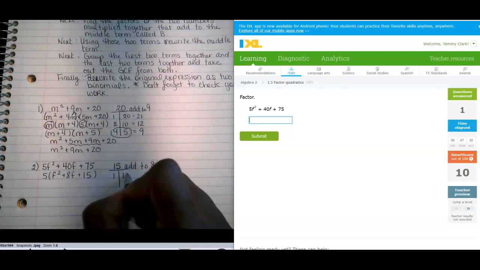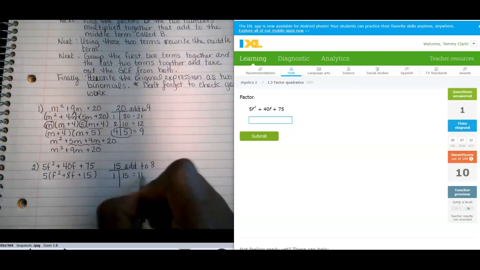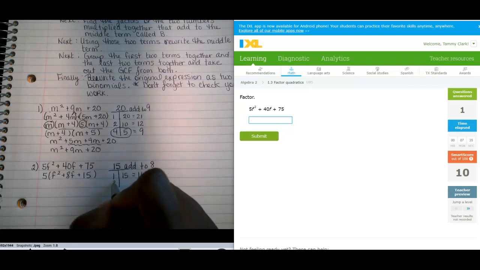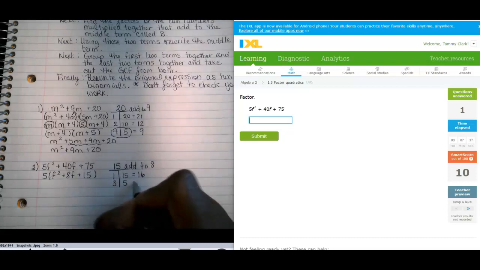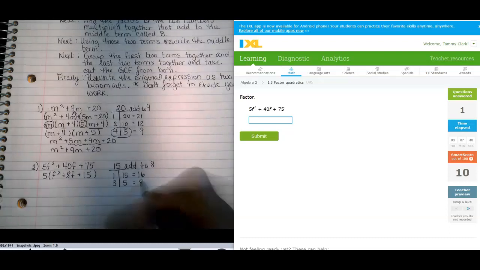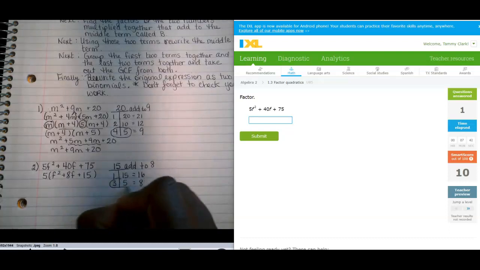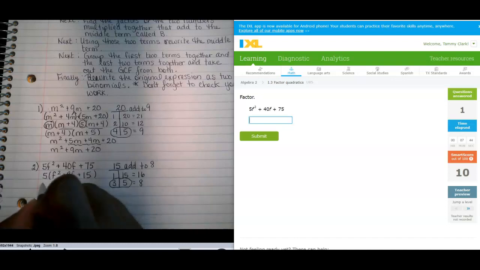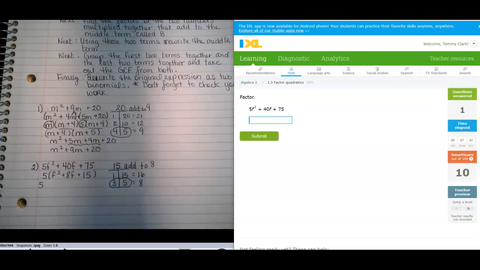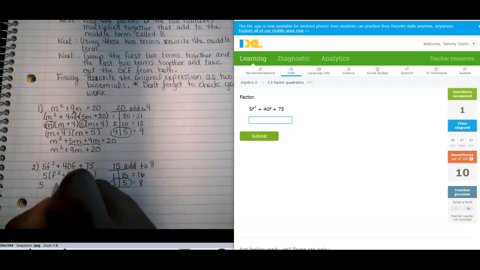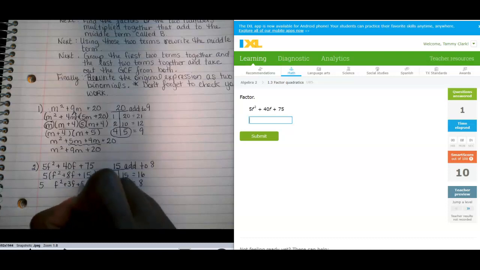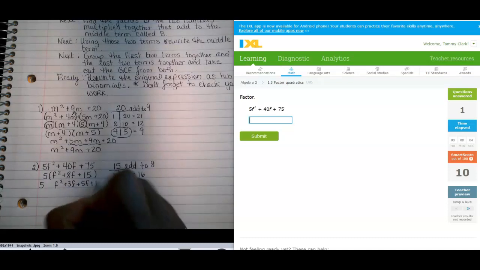Well, 1 times 15, but that adds to 16. 2, no. 3 times 5 is 15, and 3 plus 5 adds to 8. So here are the two factors I'm going to use. I keep my 5 out here, and I'm going to put a little space. And then over here, I'm going to do f squared. And remember, I'm splitting the 8f. So that's plus 3f plus 5f plus 15.